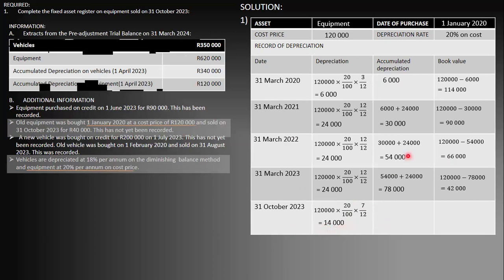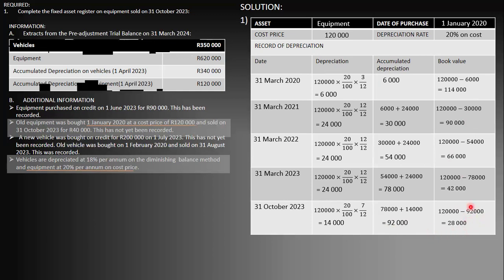And the new accumulated depreciation is going to be 78,000 plus the 14,000, which will give us 92,000. So that means that the total accumulated depreciation of this equipment when it was sold was 92,000. And therefore, the book value for this equipment will be 120,000 minus the accumulated depreciation before it was sold, which is 92,000. And this will be 28,000.